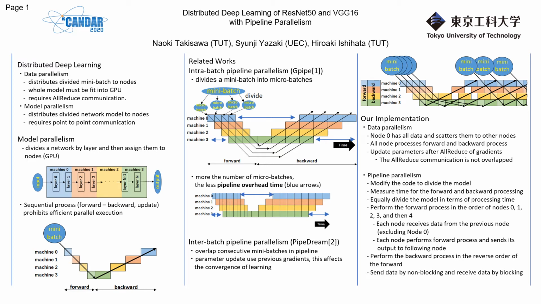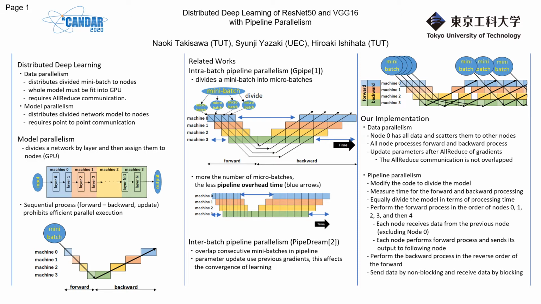I would like to talk about distributed deep learning of ResNet50 and VGG16 with pipeline parallelism. There are two methods for distributed deep learning, data parallelism and model parallelism. In data parallelism, divided mini-batches are distributed to nodes. Each node places the whole network model on the GPU and processes its assigned data. When updating parameters of the model, all-reduce communication is required to exchange the gradient data of each node with all nodes. Data parallelism is practical and generally used.